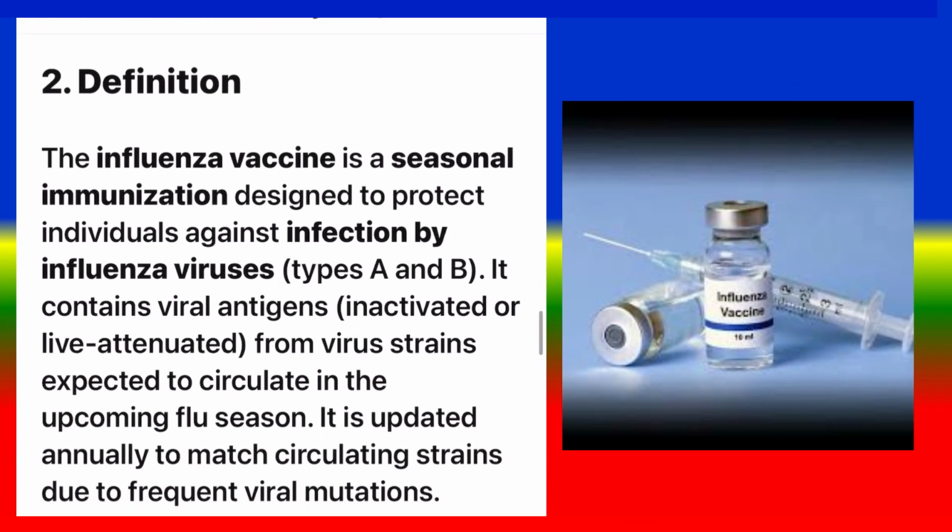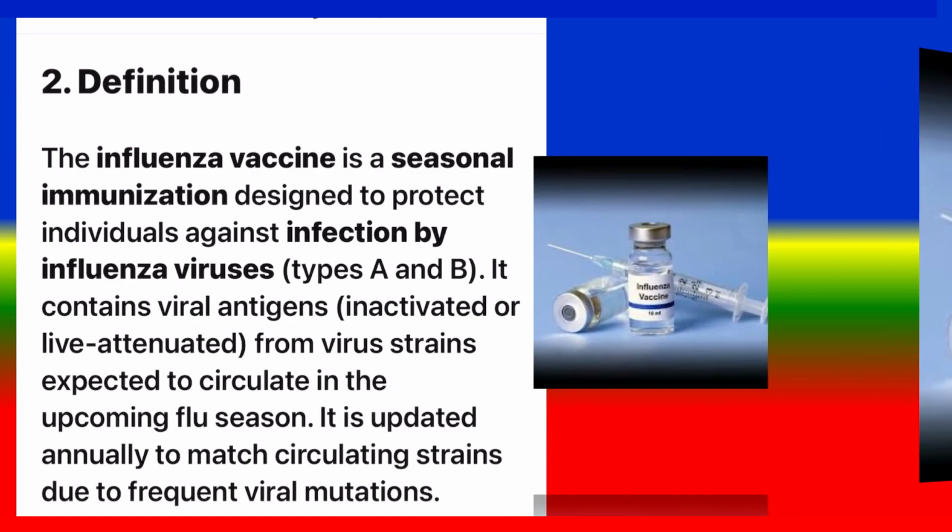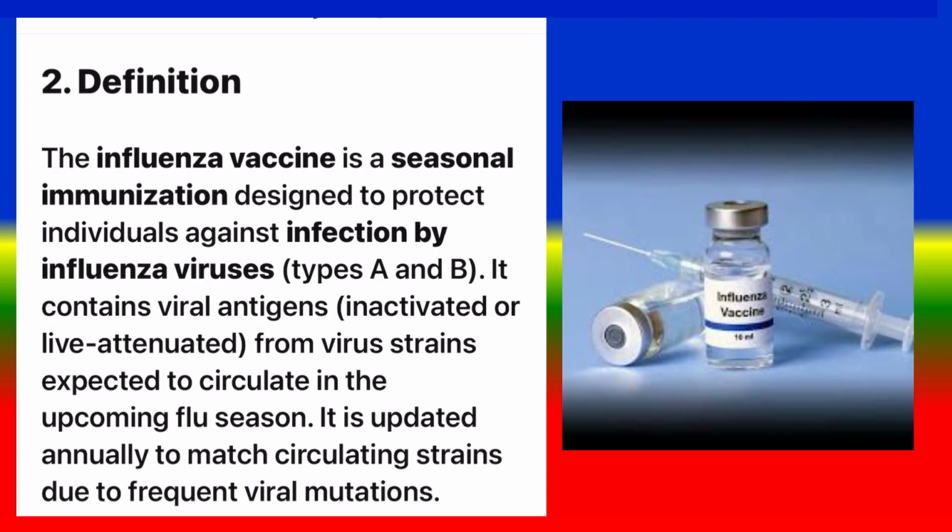2. Definition. The influenza vaccine is a seasonal immunization designed to protect individuals against infection by influenza viruses, types A and B. It contains viral antigens, inactivated or live attenuated, from virus strains expected to circulate in the upcoming flu season. It is updated annually to match circulating strains due to frequent viral mutations.